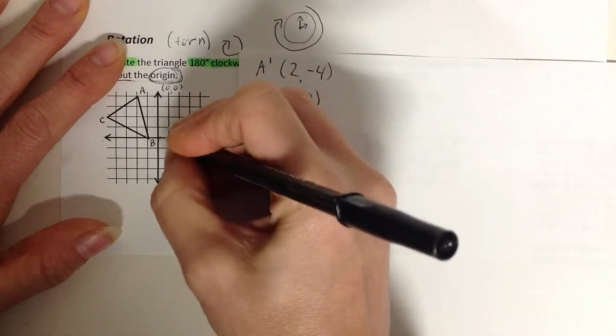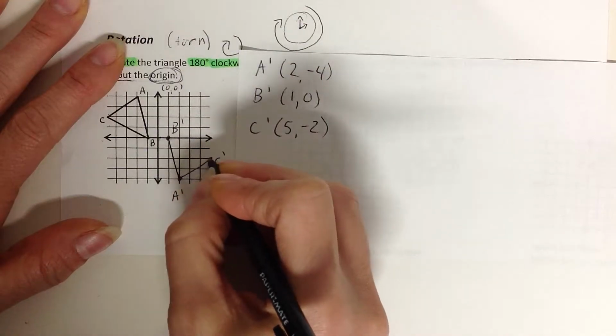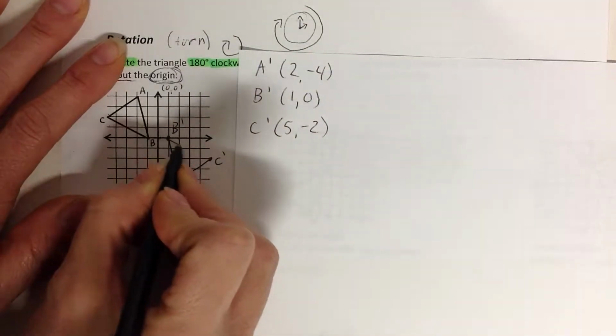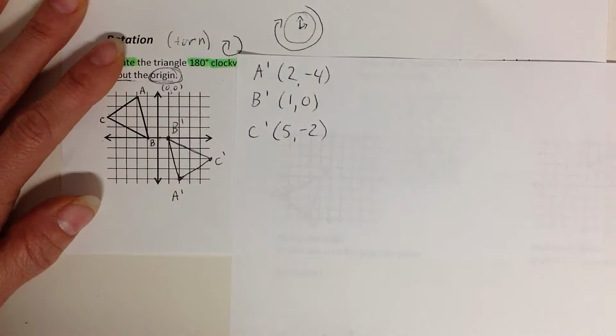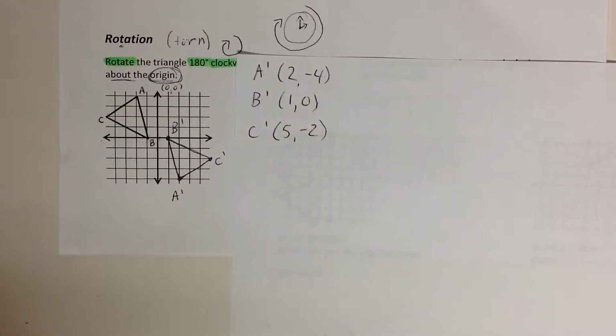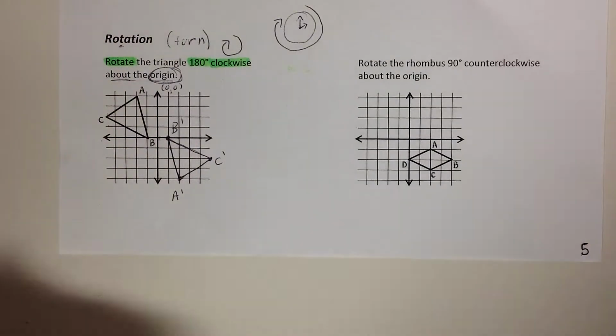So again, this is an isometric rigid transformation. Your pre-image and image should look exactly the same if you go draw it. Okay? So let's try one more together.